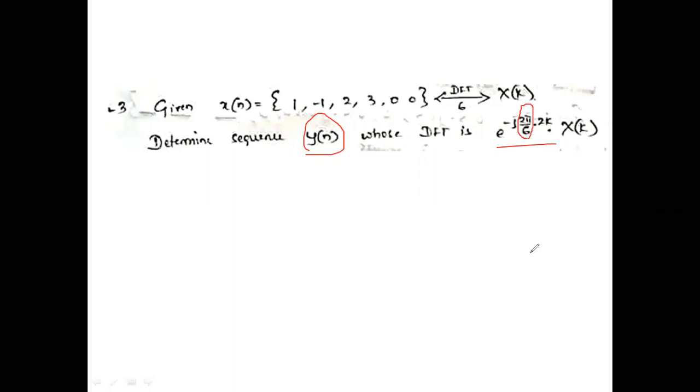Yes, some answer came. It is 2, right? The thing is shifted by a factor of 2. So this y of n is nothing but x of n minus 2, circular. You just have to solve and write this particular thing. Simple one anyway.